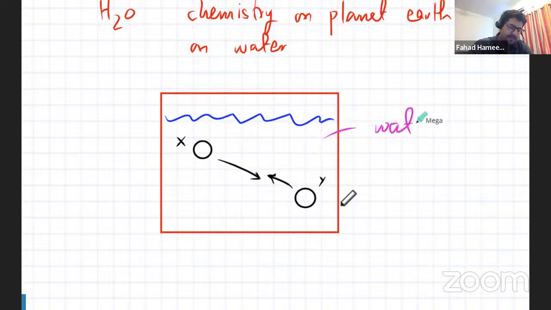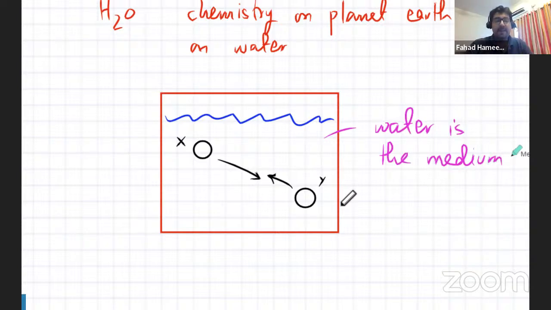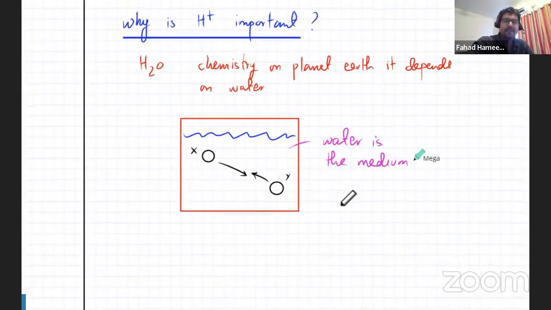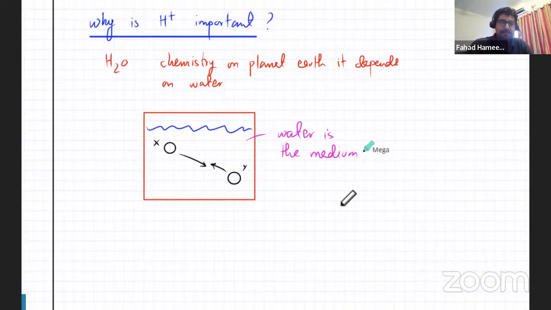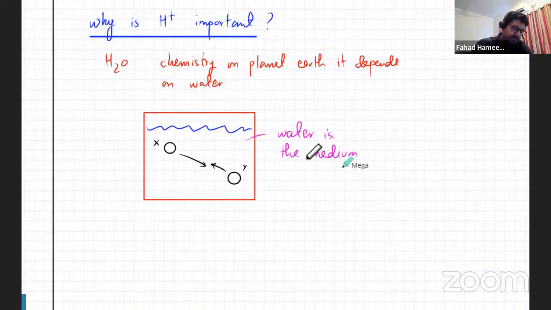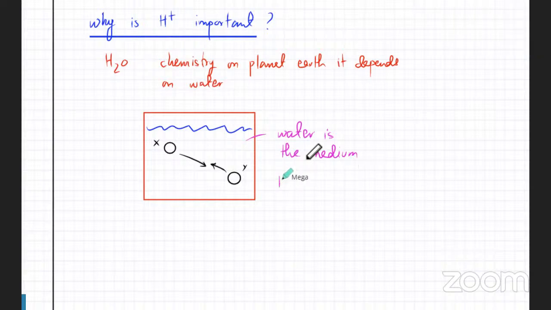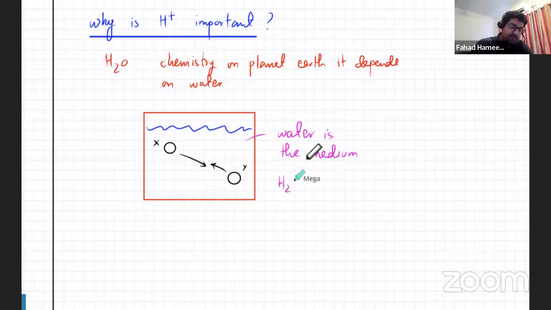So water is the medium in which all reactions happen. At least most of the time. They can happen in the air as well, but 70% of the Earth's crust is made up of water. That's the most abundant compound on planet Earth. Is that point clear? Yes. This is. Yeah.